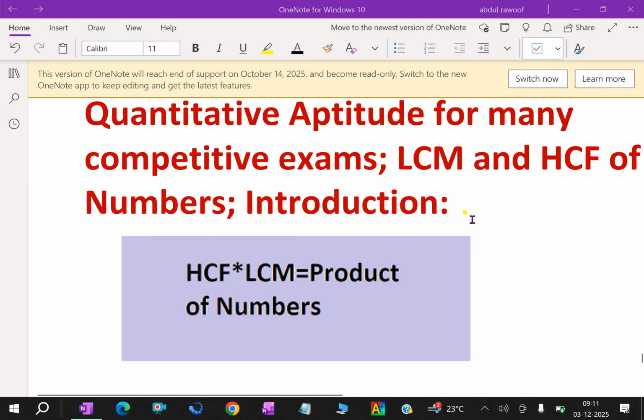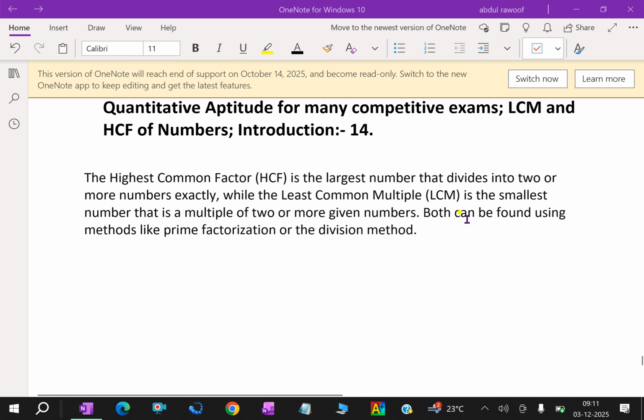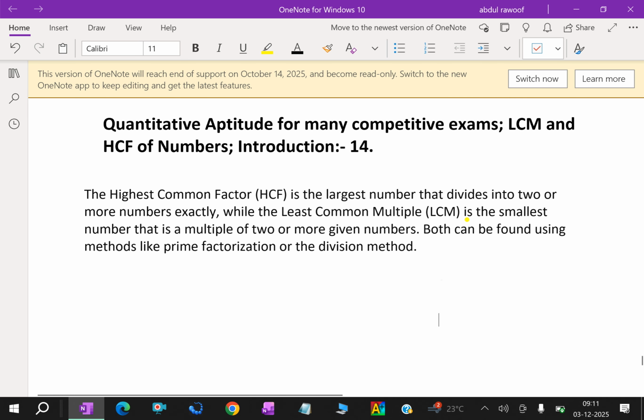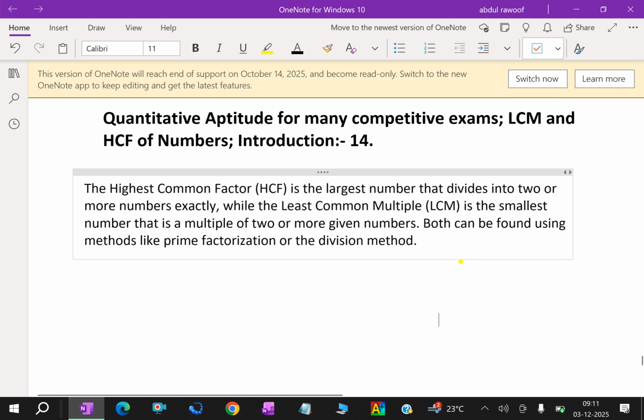Let us do some introduction. What is HCF and LCM? The highest common factor, HCF, is the largest number that divides two or more numbers exactly. While the least common multiple is the smallest number that is a multiple of two or more given numbers. Both can be found by using methods like prime factorization or division method.